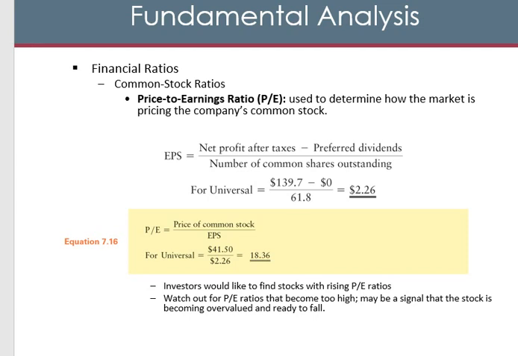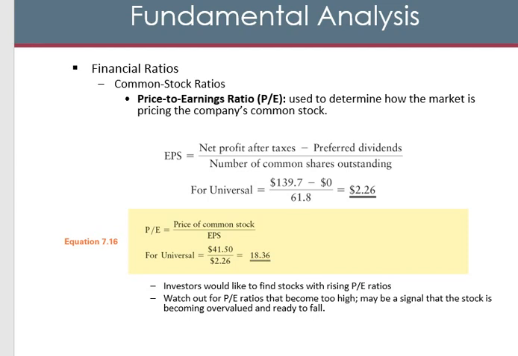Okay, let's turn to the first common stock ratio, the PE ratio, or the price earnings ratio. It's a ratio for valuing a company that measures its current share price relative to its per share earnings. In essence, the price earnings ratio indicates the dollar amount an investor can expect to invest in a company in order to receive $1 of that company's earnings.